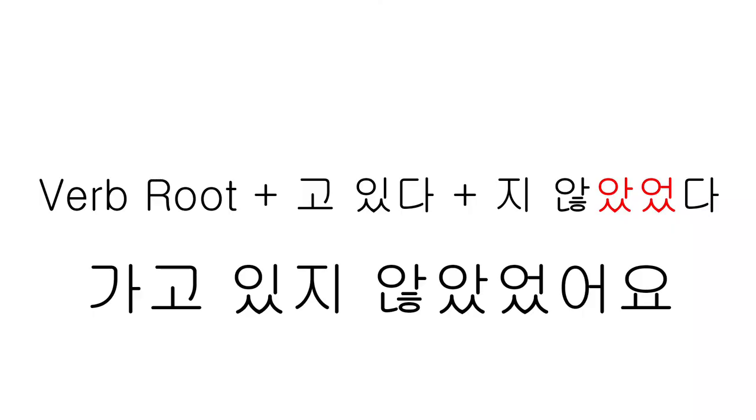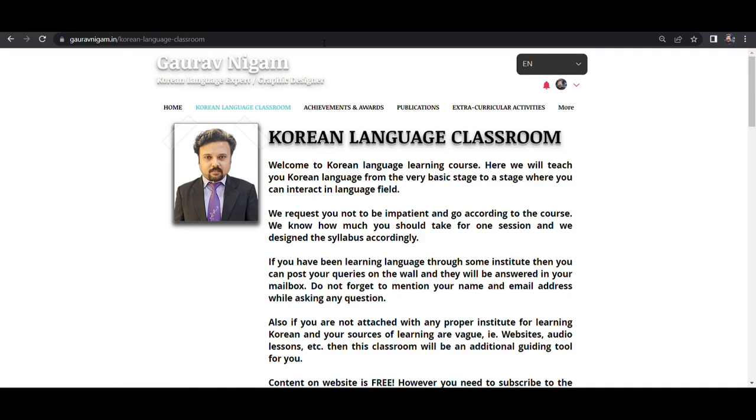Negation will again follow the same rule, and so will the continuous connecting pattern: verb root plus continuous connector plus negation plus past perfect. 가고 있지 않았었어요.